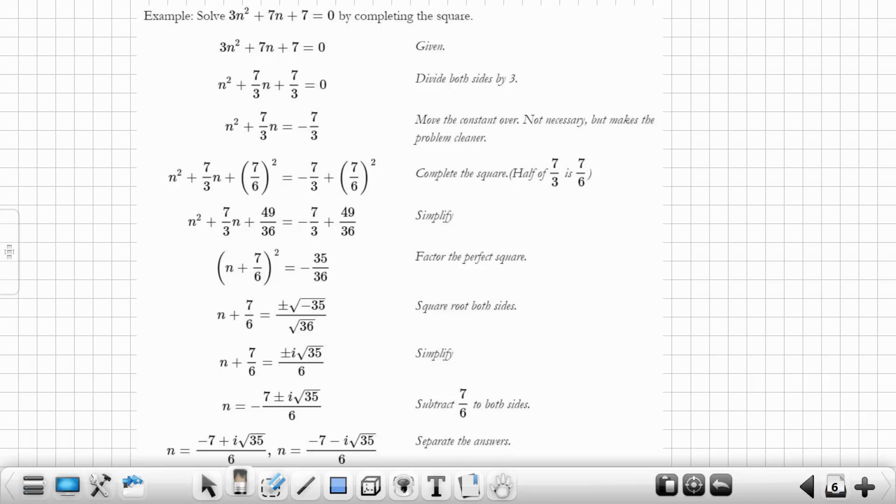Now the steps match the last one. I move my constant over. So it's now equals negative 7/3. Are we still good? Okay.